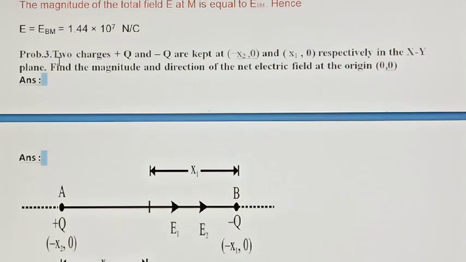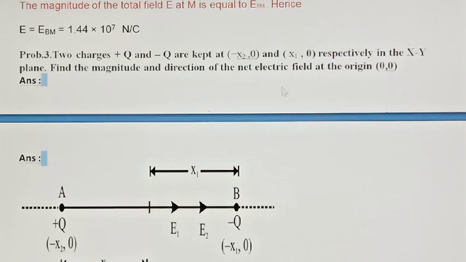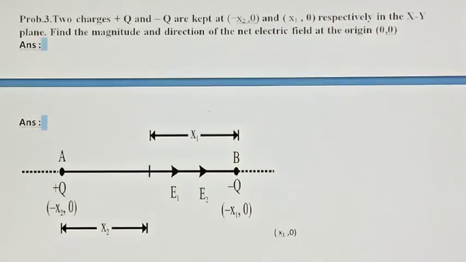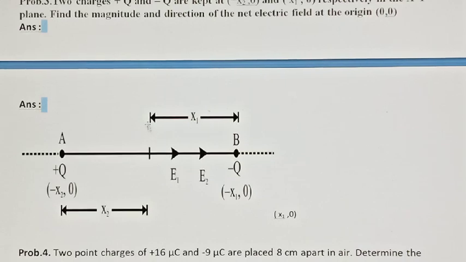Next, two charges plus q and minus q are kept at minus x2, 0 and x1, 0 respectively in the xy plane. Find the magnitude and direction of the net electric field at the origin. Now again you have to draw the diagram. Here you can see the diagram. This you can consider as the origin.